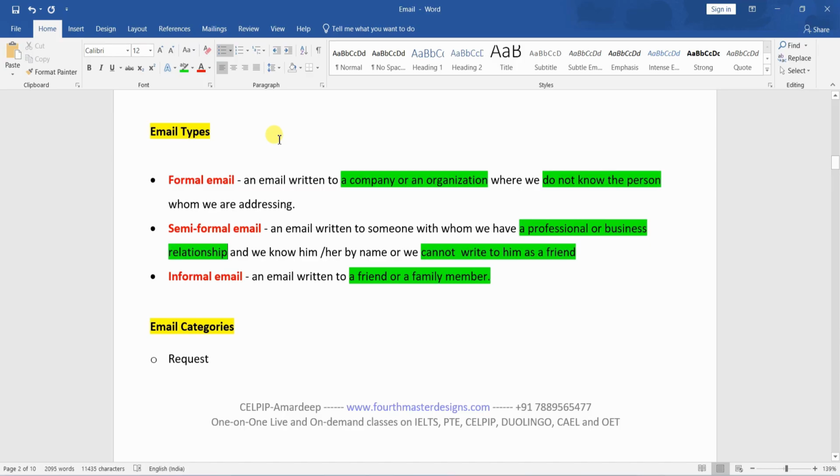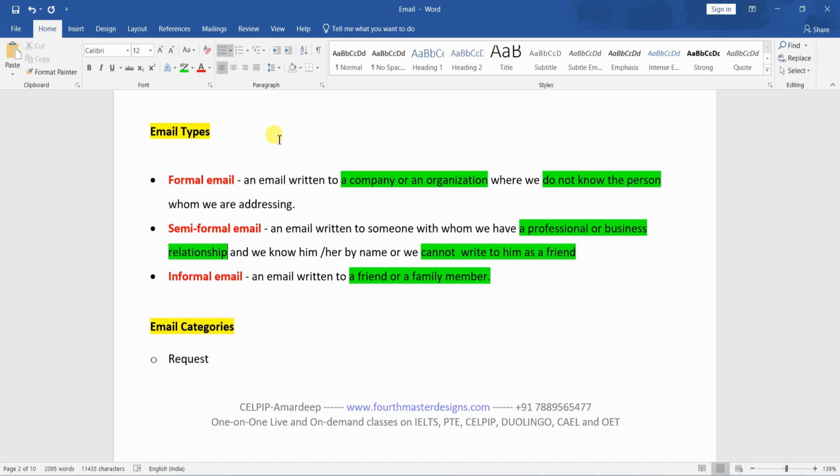Try to learn it this way: friend, family member, informal. Official email and we do not know the person, formal. Whatever other types are there, they will be semi-formal. Now in semi-formal, let's say you are writing an email to your landlord, to your tenant, to your neighbor, to your uncle. Whatever the category, you have to keep the tone in mind.